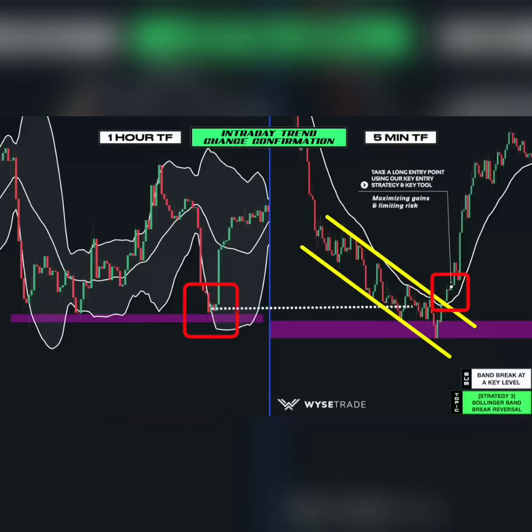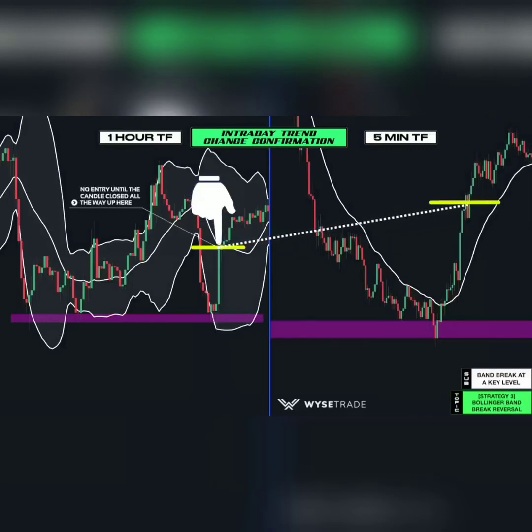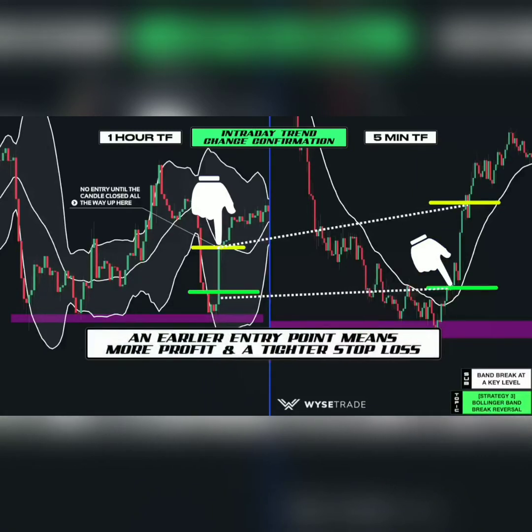So if you only used one time frame, you wouldn't have been able to enter until after this momentum candle formed and closed up here, which is roughly here on the 5-minute time frame. But through using the lower time frame for your trend change confirmation, you got into this trade down here, which is roughly here on the higher time frame. An earlier entry means more profit and a tighter stop loss.